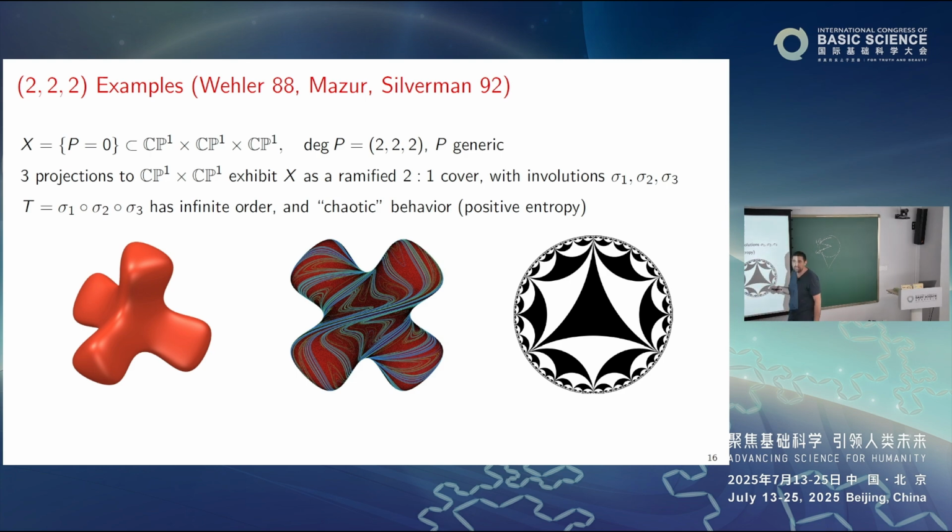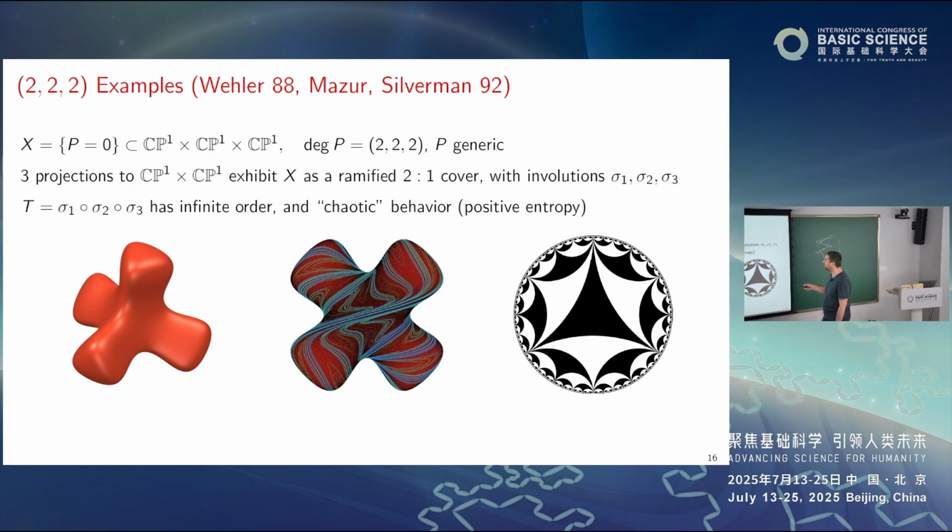It's a K3 surface. And you can project it in 3 different ways, P1 times P1 times P1, by dropping one factor. So there are 3 projections. When you project, what are the fibers? The pre-image is exactly taking this X and intersecting with a line parallel to one of the coordinate lines. And because it's degree 2 in each of them, you can see that generically it's 2 points. So this is a ramified 2-to-1 cover.